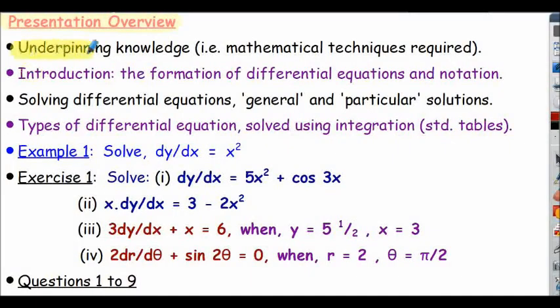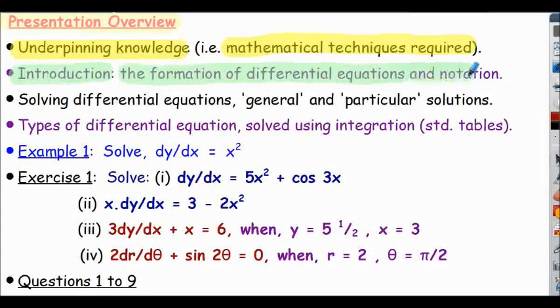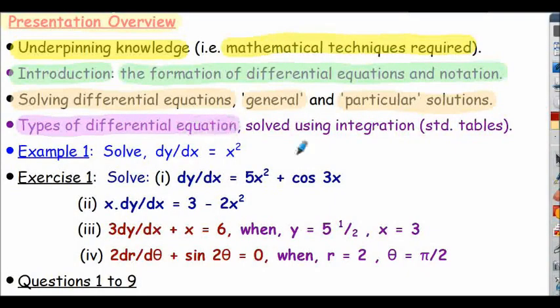We commence with underpinning knowledge, which relates to various mathematical techniques required. Next we have a brief introduction, relates to the formation of differential equations and the notation used. Then we consider solving differential equations, considering the general and particular solutions. Then we consider the various types of differential equation within this presentation, all of which can be solved using integration. We also include some extracts from our standard tables.